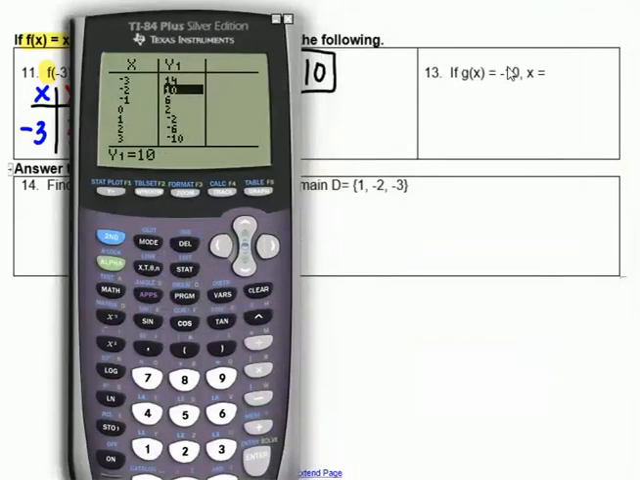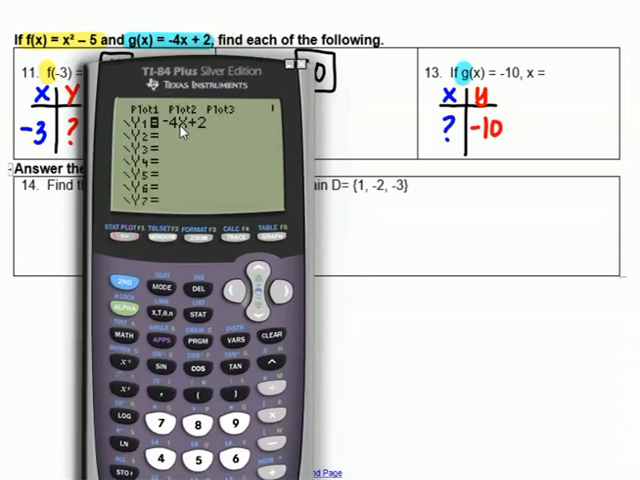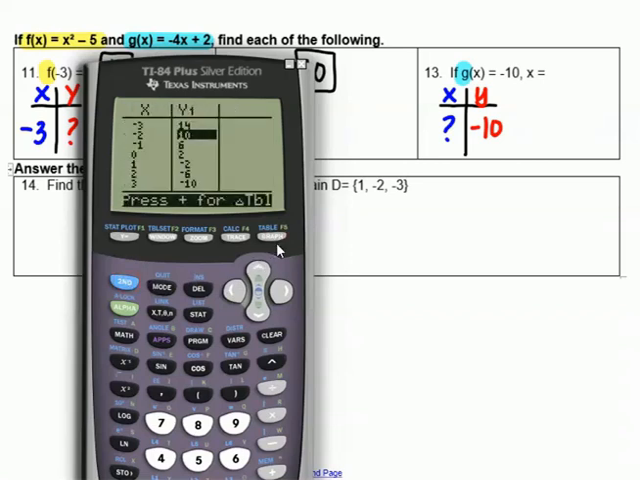Number 13, if g of x equals negative 10, x equals. So to help you understand, once again, this problem is a little bit different. This time they're asking for what x equals when the output y is negative 10 using function g. So g of x is negative 4x plus 2, and I already have that in my y equals. So I'm going to go to my table, but this time I'm looking for when the output y is negative 10. If I scroll down a little bit, I see that that's here when x equals 3.